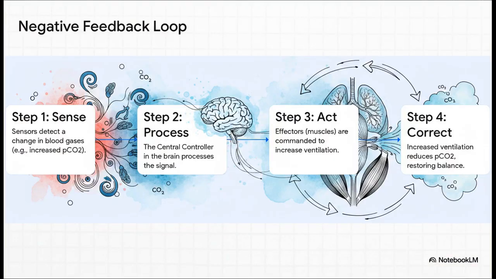So how does it pull this off? Well, it operates as a classic negative feedback loop. It's actually pretty elegant. Let's say your PCO2 starts to creep up. Step 1, the sensors, which we'll talk about, detect this change. Step 2, they send an urgent message to the central controller in the brainstem. Step 3, the controller processes this and immediately tells the effectors, your respiratory muscles, to get to work and increase ventilation. And step 4, as you breathe more, you blow off more CO2, the change gets corrected, and things go back to normal. Simple and incredibly effective.